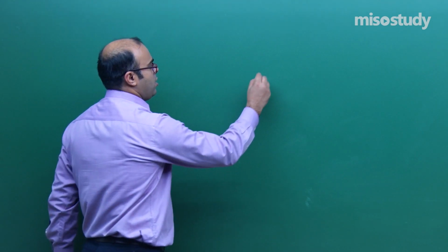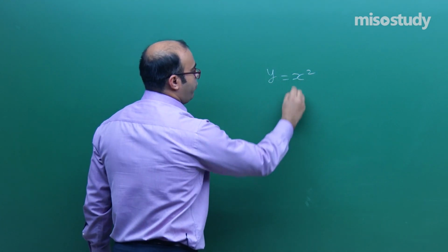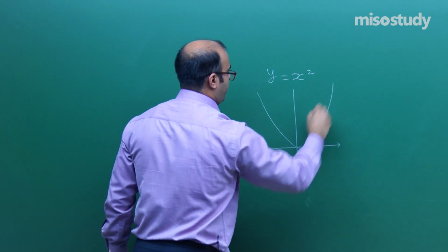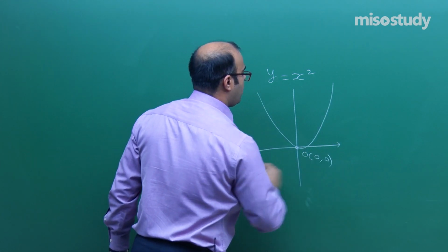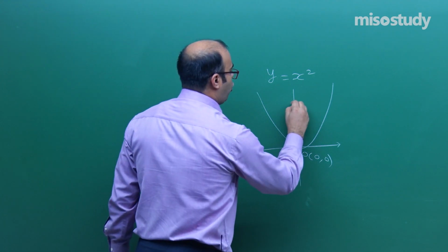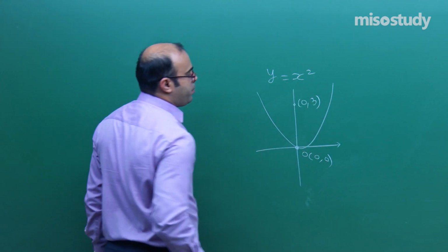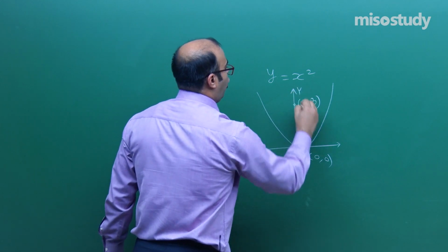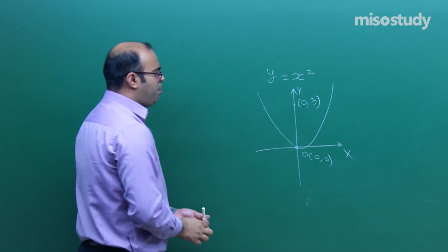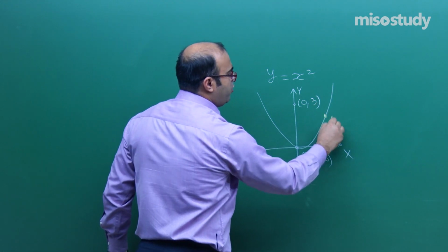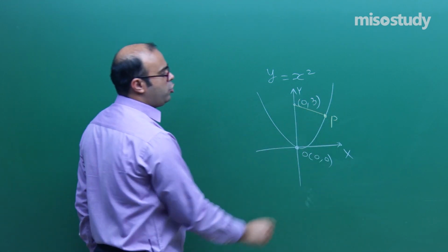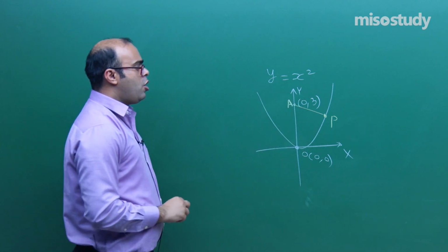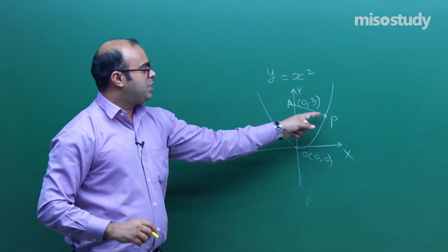Now let us see some geometric applications. Like you have been given a parabola, y is equal to x square. We all know which parabola this is. This is an upward opening parabola whose vertex is the origin, and we have been given a point 0, 3 on the axis of this parabola, which is actually the y-axis. Now it is asked, what is the point on this parabola which is at the minimum distance from this point 0, 3? Let this point be A. So what is the point P so that this distance is minimum?